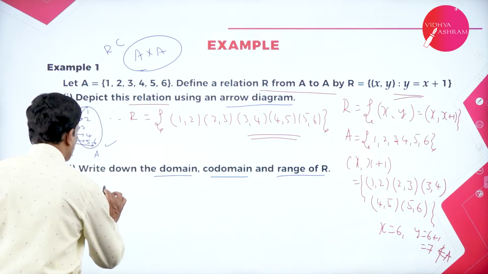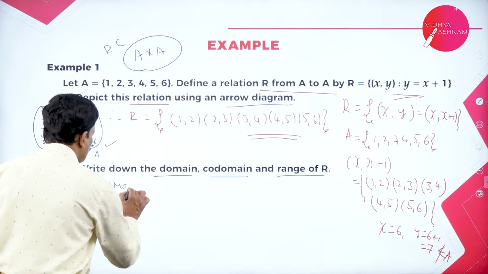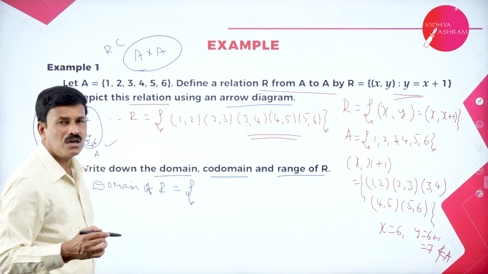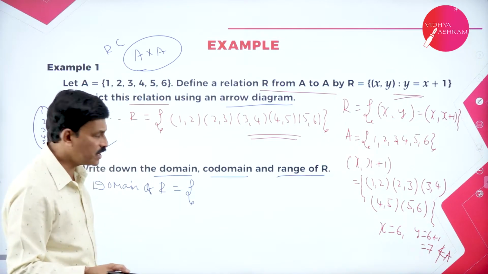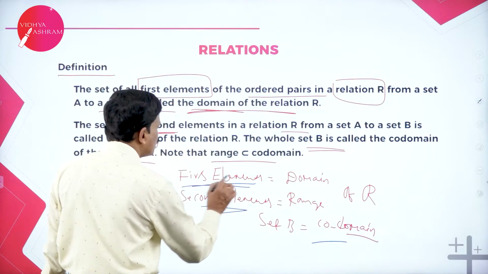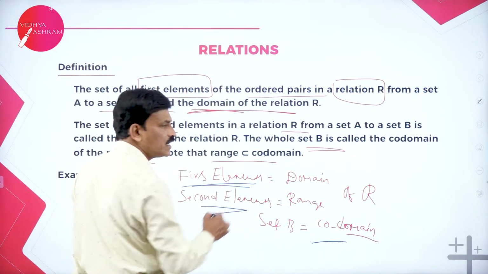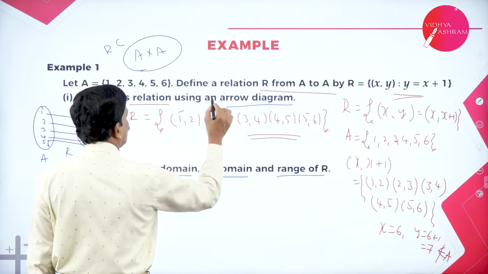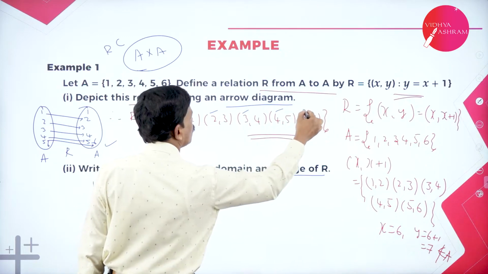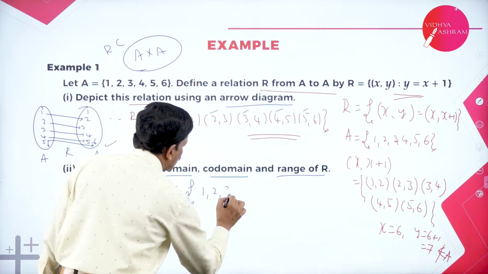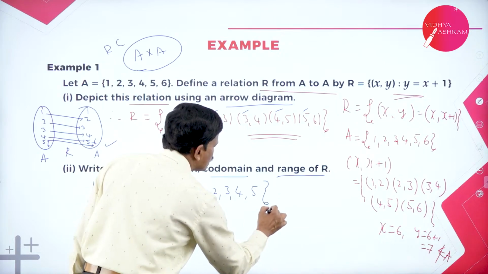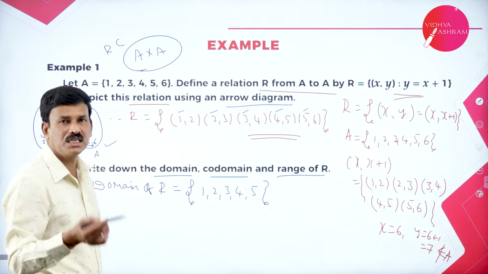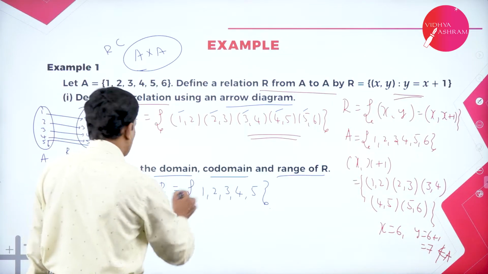Now, let us write down the domain first. Domain of R. So, according to what I just explained, what is the definition of the domain? Domain is nothing but the set of all first elements of the relation. The first elements of the relation are 1, 2, 3, 4, 5. So, 1, 2, 3, 4, 5 is the domain. The domain of R is the set of all first elements of the relation.